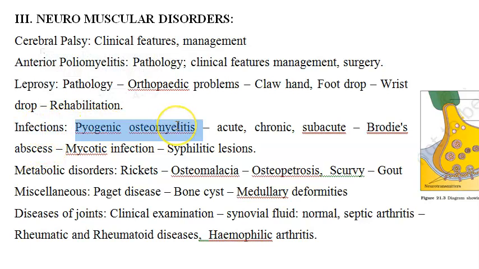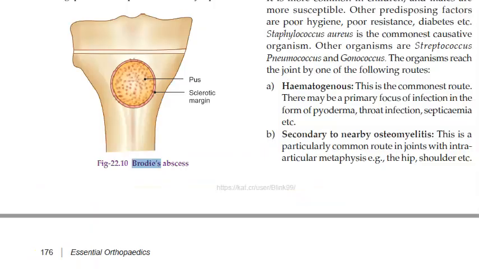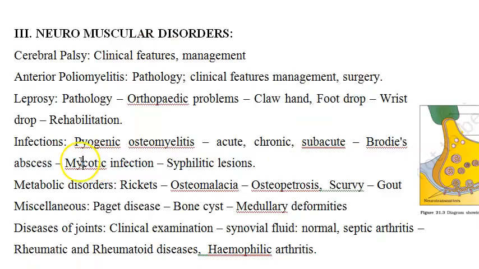Infections, pyogenic osteomyelitis, Brodie's abscess, you should know. Looks like very important. What is this Brodie? Brodie's abscess shown here. Then you can have fungal infections, syphilitic lesions, metabolic disorders like rickets, osteomalacia, that will be in adults, rickets in children, isn't it? Osteoporosis, especially after menopause, isn't it? Scurvy, vitamin C deficiency, gout, excess uric acid, isn't it?